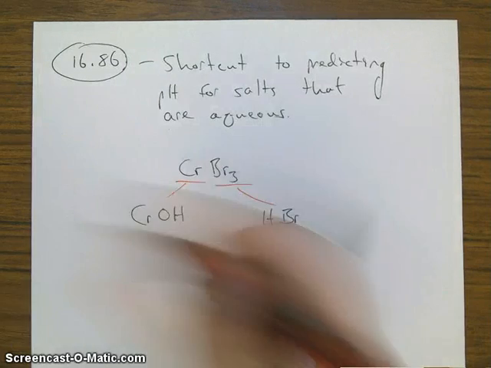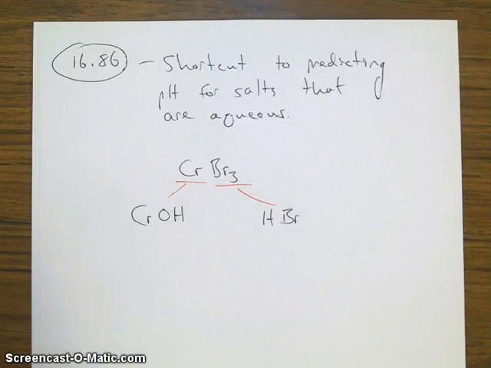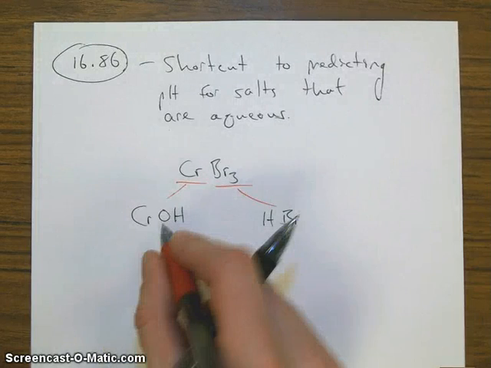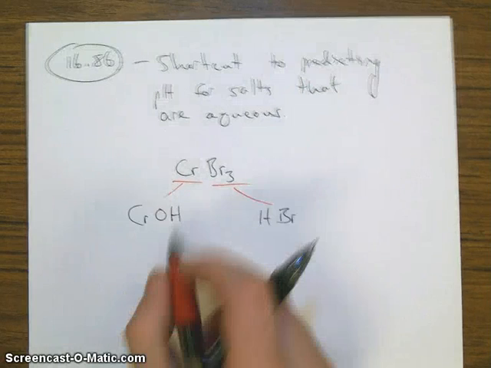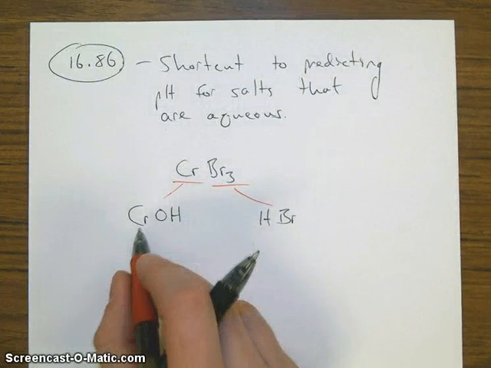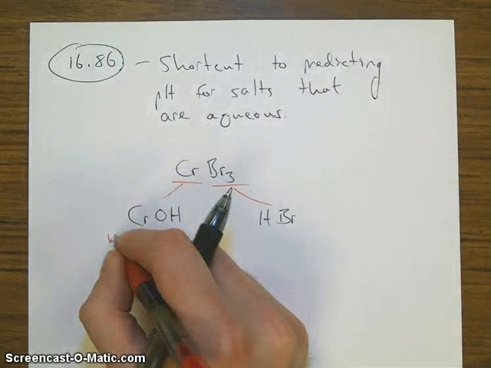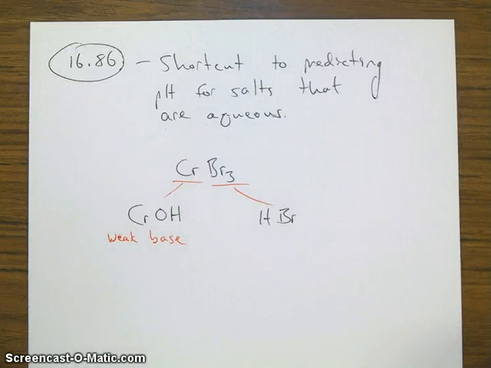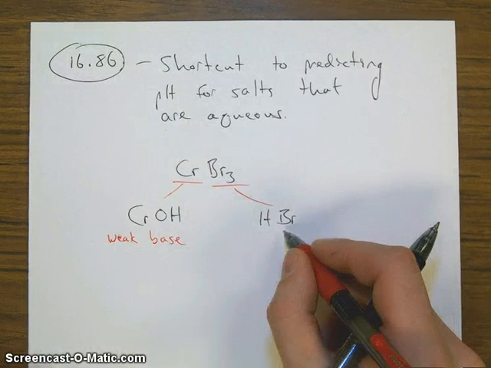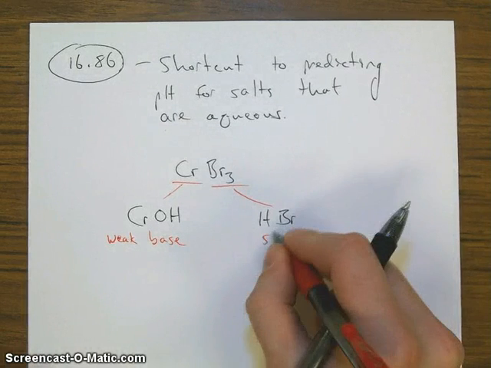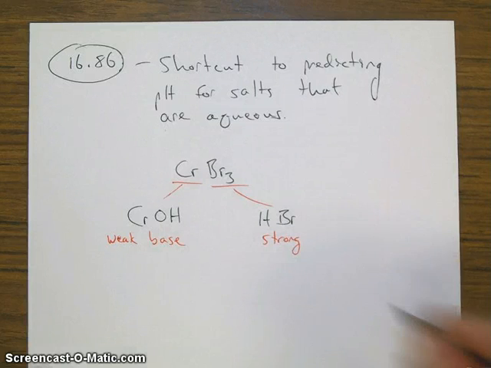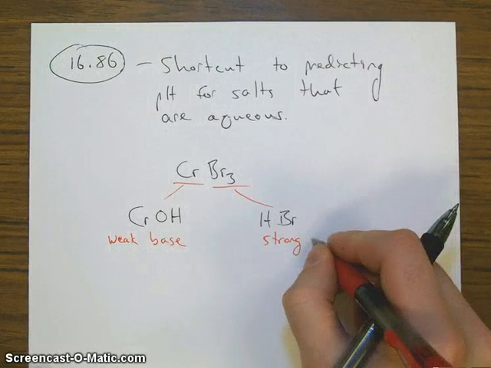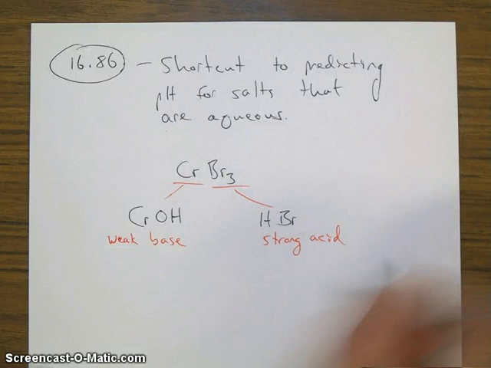Then what you do is you analyze each of these and you ask, is this a strong base or is this a weak base? Well, it's a hydroxide, but it's paired with chromium, which makes it a weak base actually. Only the alkali metals are strong bases, as well as the lower alkaline earth metals, like strontium and barium. And hydrogen bromide here is actually a strong acid. Don't forget, it's only HF that's the weak acid in the halogens. So HBr is a strong acid.